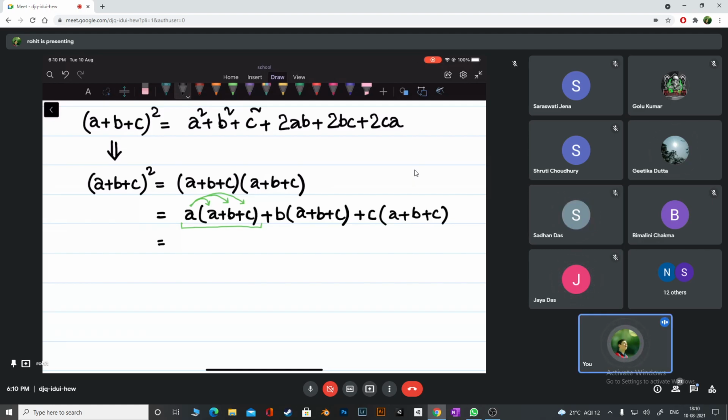A into A will be how much? A square. Plus A into B will be how much? AB. A into C will be how much? AC. So we are done with the first one. See, we have opened up the brackets, no? Okay. Then let's look at the second one.